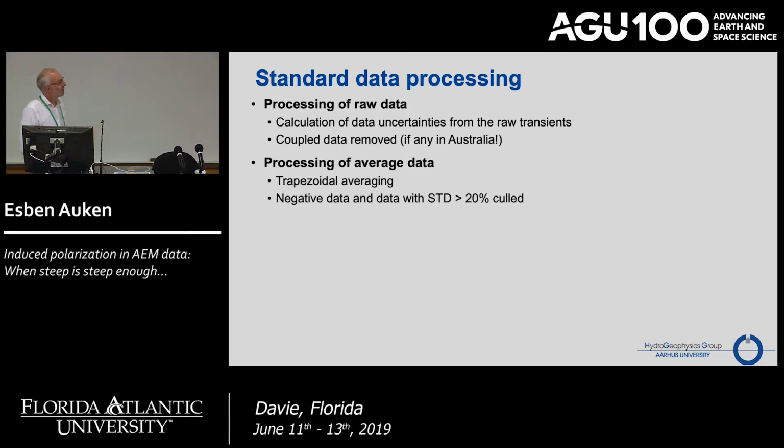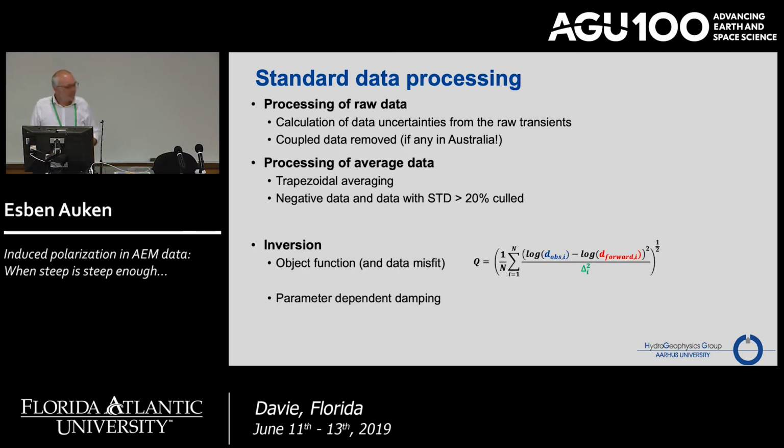Then we apply these trapezoid-formed averaging filters, and again, they're very narrow. They're probably very conservative here because there's a lot of signal and a high moment in the system. And then we basically remove negative data and data with a standard deviation larger than 20%.